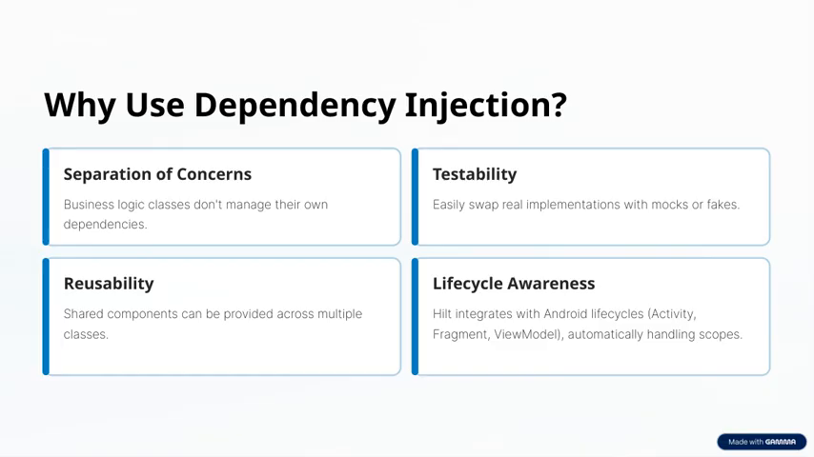Another key benefit is testability. By using dependency injection, we can easily swap out real implementations with mocks or fakes during testing. This means we can write more reliable tests without relying on actual external dependencies, which can be slow or unpredictable.